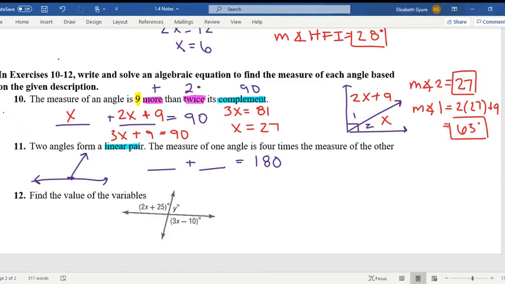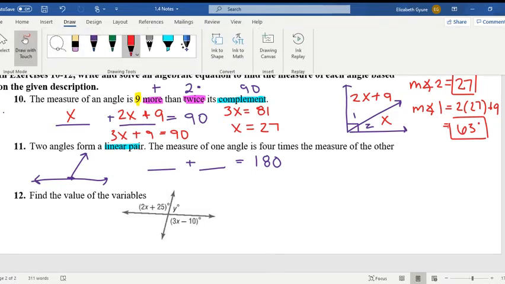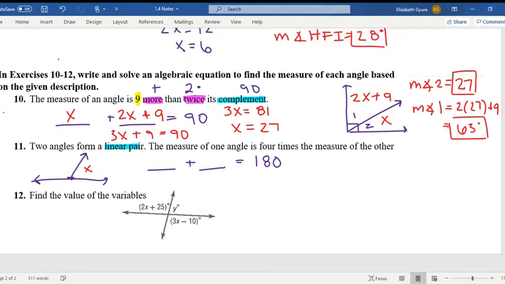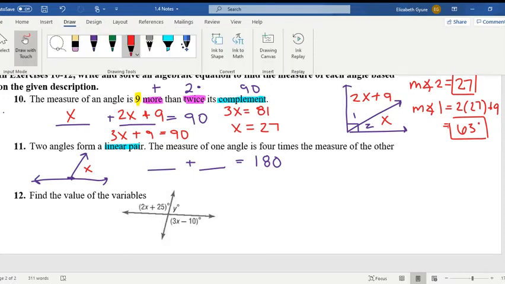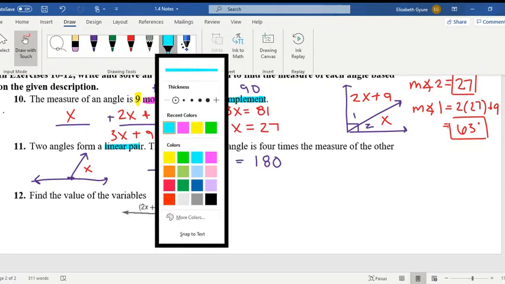So let's keep going now on to the second sentence. The measure of one angle is 4 times the measure of the other. So again, they're only giving me information about one of them. The other one, I don't know anything about. So the one I don't know anything about, I'm just going to assign X to it. It doesn't really matter which one you label. I'm labeling the smaller one because it's telling me the other one is 4 times it, which means it's probably going to be bigger.